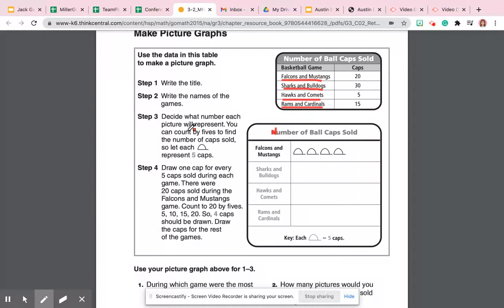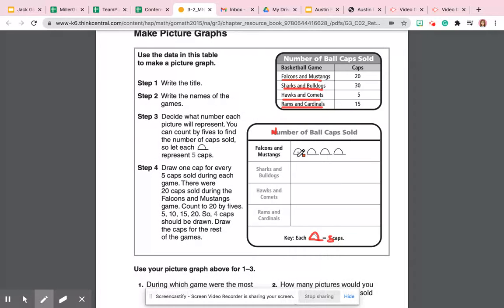You can count by 5s to find the number of caps sold. So let each little picture of a cap represent 5 caps. Down here, we're going to trace our little shape of our cap. Miss Miller's doing this on her computer, so it's a little tricky. And then we're going to trace over here where it says 5 caps.